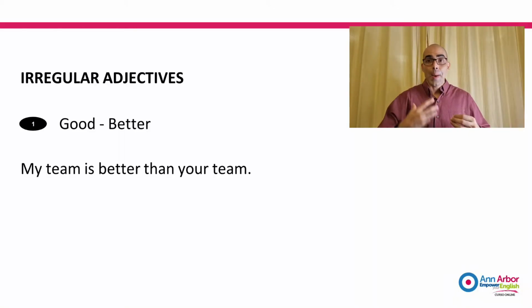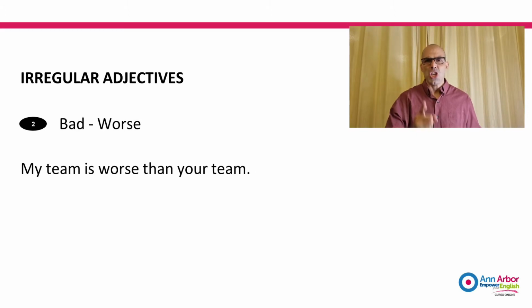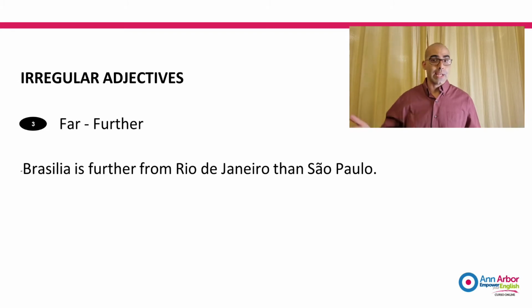Now, are there irregular adjectives and exceptions to the rule? Of course there are. All right, so let's start with the adjectives good and bad. Good becomes better in the comparative form. My team is better than your team. Bad becomes worse. Your team is worse than my team. Far is also an exception. It becomes further. Brasília is further from Rio de Janeiro than São Paulo.